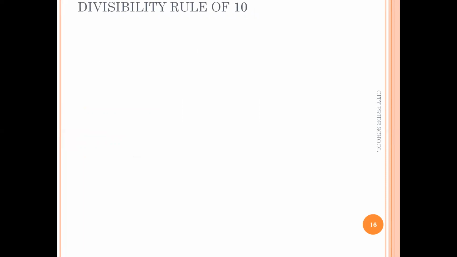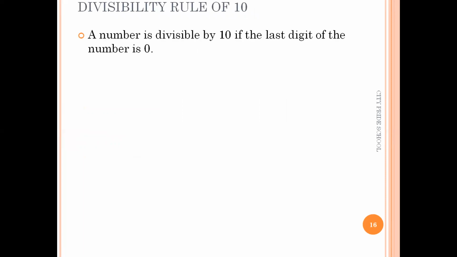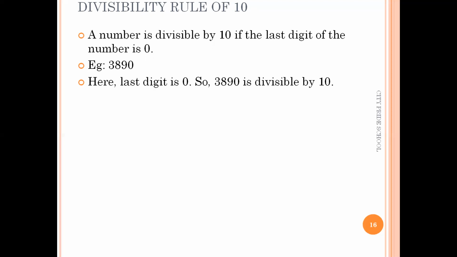Next rule is the divisibility rule of 10. A number is divisible by 10 if the last digit of the number is 0. There should be 0 at the ones place. So example, 3890. Here the last digit of this number is 0. It means yes, it is divisible by 10.